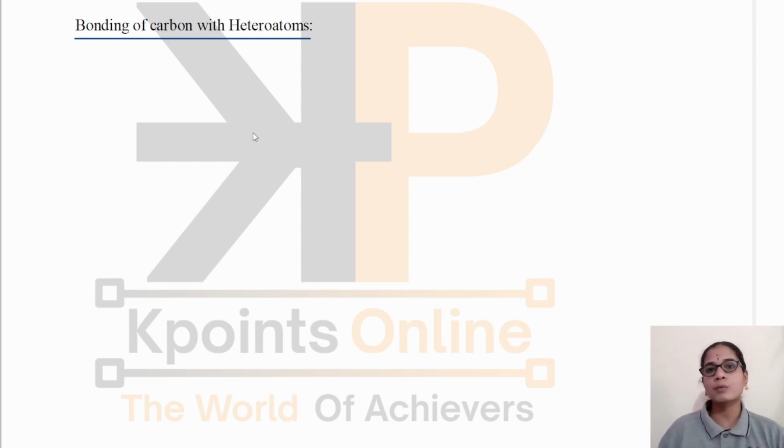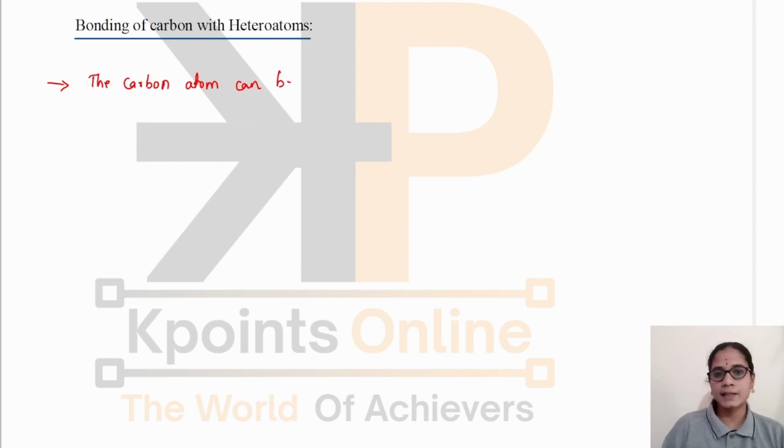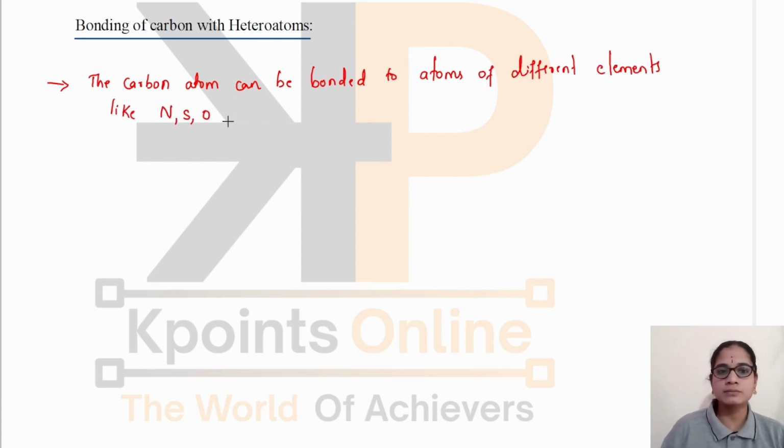So far, we have learned about the hydrocarbons, that is, the compounds containing carbon and hydrogen only, that is alkanes, alkenes and alkynes. And we also know that the carbon atom can be bonded to atoms of different elements like nitrogen, sulfur, oxygen, chlorine, bromine, etc. Yes, the carbon atom can form covalent bonds with the atoms of other elements also.